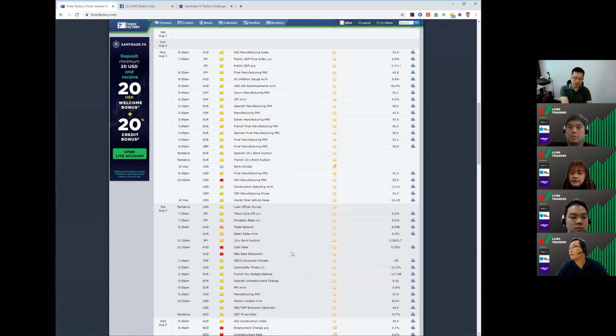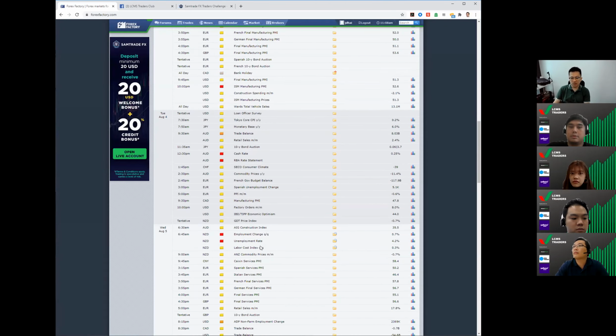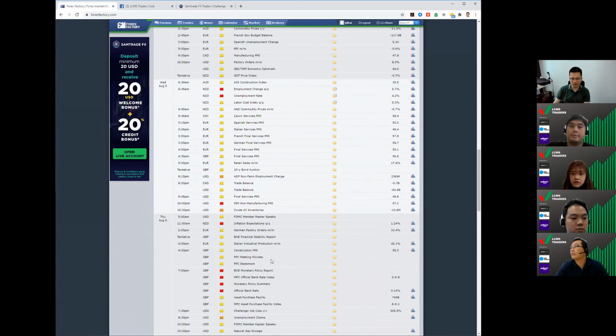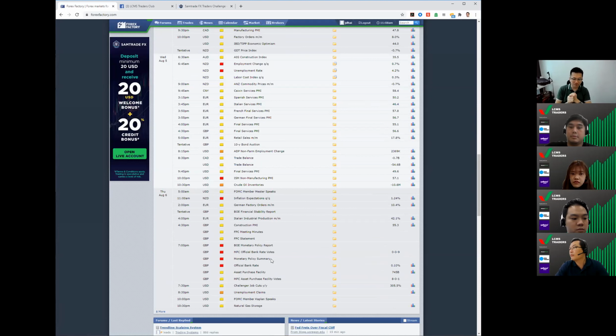Monday, we're going to be talking about Aussie dollar. We're going to plan on how to trade that cash rate and rate statement on Tuesday. And we talk about New Zealand dollar as well, non-manufacturing PMI. Thursday we're talking about yen, but Wednesday we're talking about pound to prepare you for the rate decision and also the voting and the monetary policy report coming from the UK.